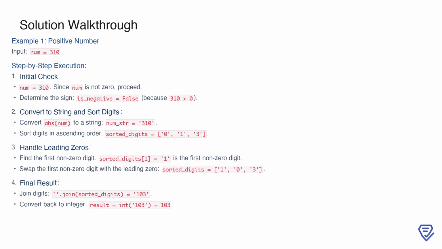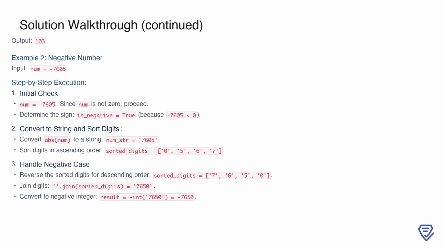The result is 103. For the next example, we analyze a negative number, with the input number equals -7605. Again, we begin by checking if the number is 0. Since -7605 is not 0, we proceed. Now, because the number is less than 0, we set is_negative to true. We then take the absolute value of the number, convert it into a string, and sort its digits in ascending order. This gives us number_str equals 7605 and sorted_digits equals 0, 5, 6, 7.